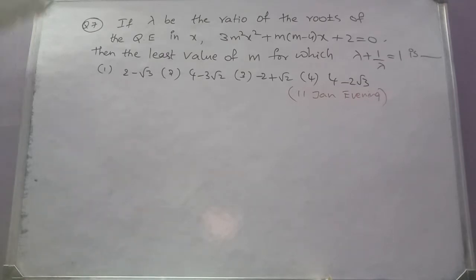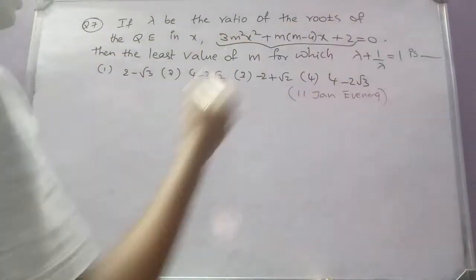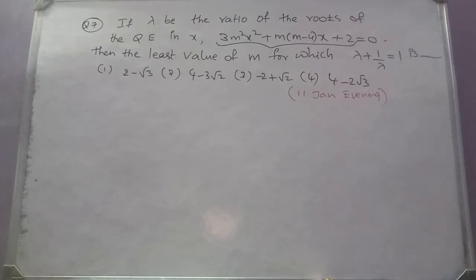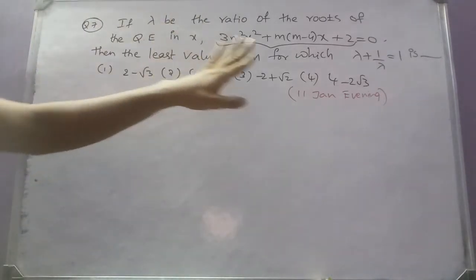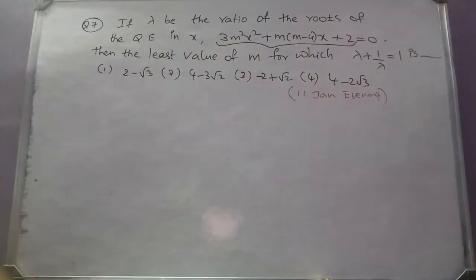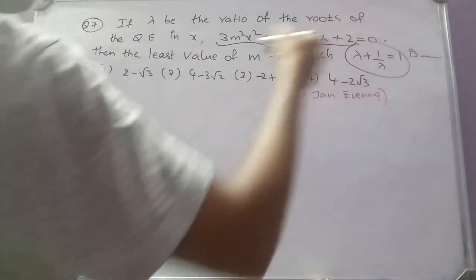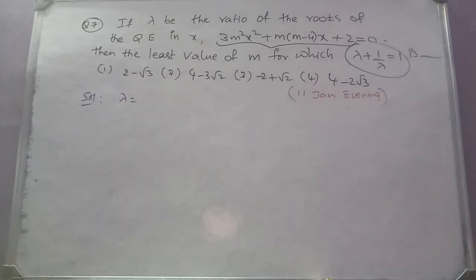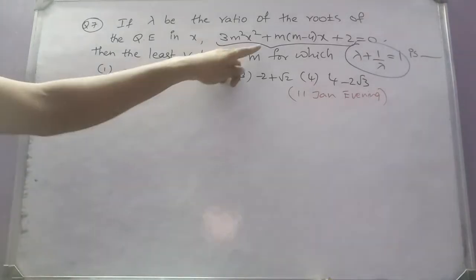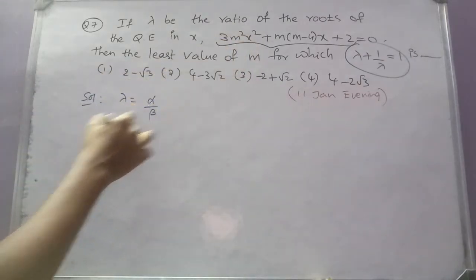The next question: if lambda be the ratio of the roots of the quadratic equation, this is the quadratic equation. So they told that lambda is the ratio of the roots. Then the least value of m, for which lambda plus 1 by lambda is equal to 1. We are supposed to find the least value of m for which this is satisfied. So first of all, they told that lambda is the ratio of roots. So let the roots be alpha comma beta. For this quadratic equation, the roots are alpha comma beta. Then lambda is alpha divided by beta.